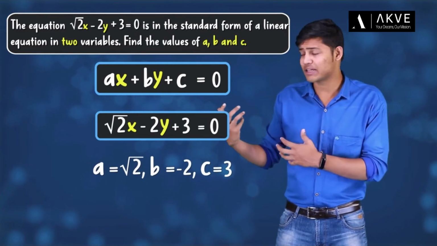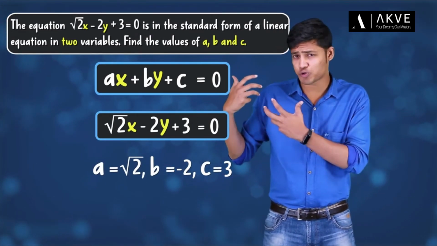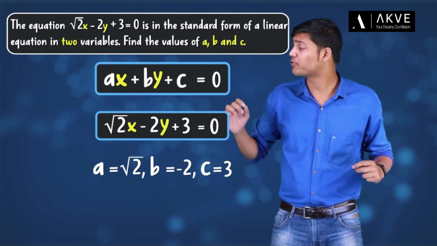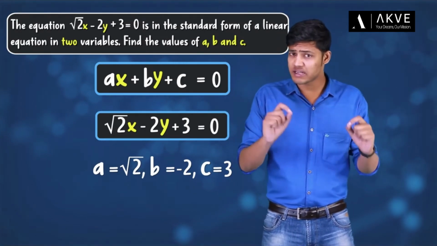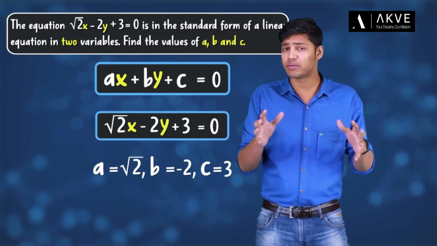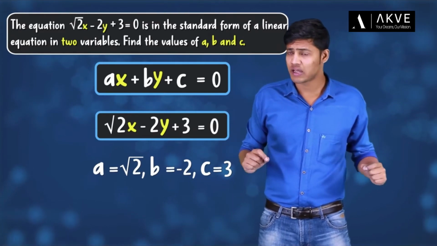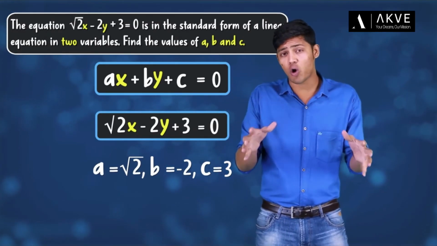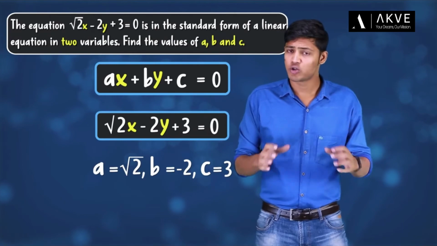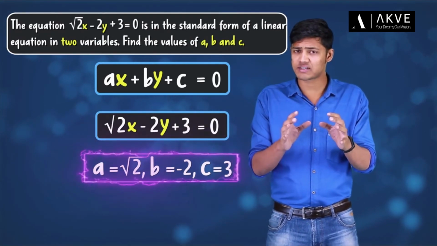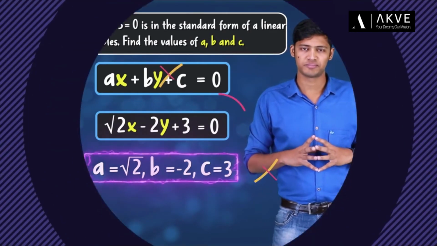Now, in this equation, we cannot multiply both the sides of this equation by any real number and we cannot change the values of a, b and c, since in the question it is already mentioned that we have to find the values of a, b and c when this equation is already in the standard form. So, here the values of a, b and c are fixed and cannot be changed.